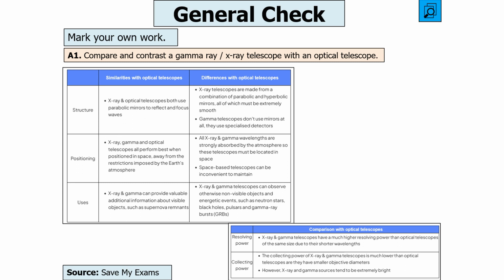Now, when we compare the resolving power of the telescopes, the X-ray and gamma ray telescopes will have a much higher resolving power than the optical telescope because they've got a much shorter wavelength, linking it into the Rayleigh criterion for the same diameter dish. Now, in terms of the collecting powers, the X-ray and gamma ray telescopes have a much lower collecting power because they've got much smaller dishes. However, X-ray and gamma ray sources tend to be extremely bright, so it can compensate for that.